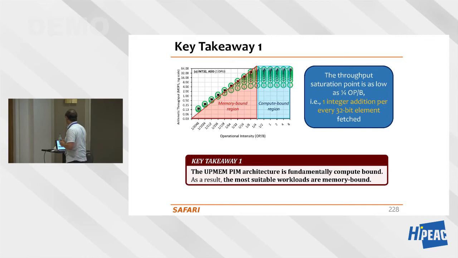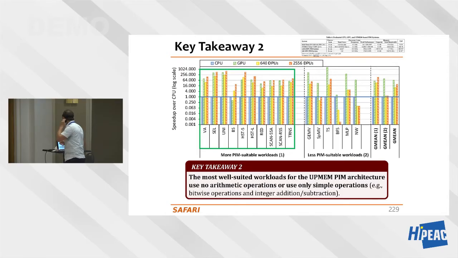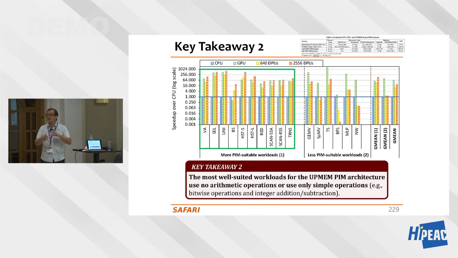So we did a lot of analysis, and we found out that fundamentally, because of the reasons that I said, low frequency, etc., and not a lot of operations supported, this engine is compute bound, which means that the most suitable workloads are memory bound, as expected. And we actually provide the benchmark suite, and in this benchmark suite, we showed that some workloads actually gain a lot from the UPMEM system because they're very data intensive and they do very simple operations. Essentially, the most well-suited workloads use almost no arithmetic operations and use simple operations.